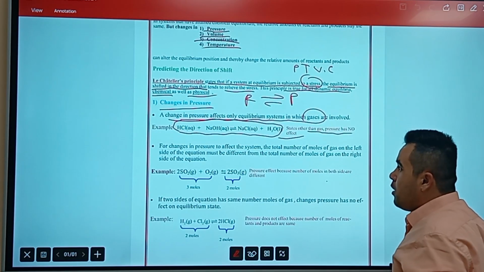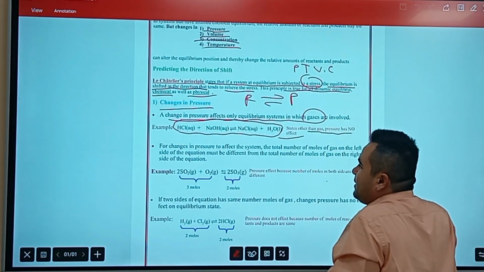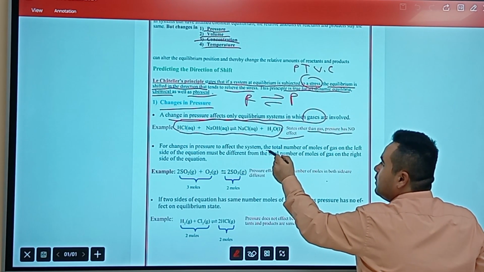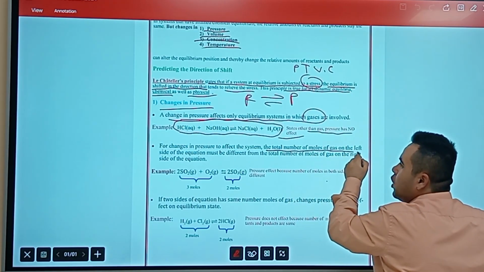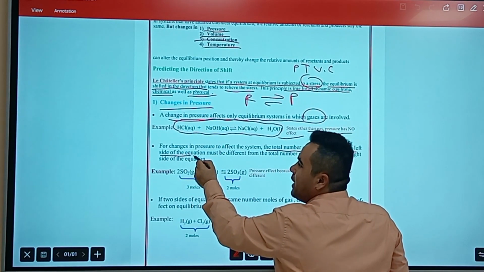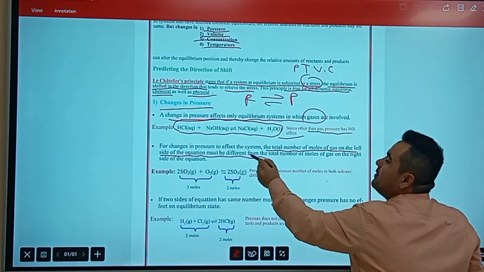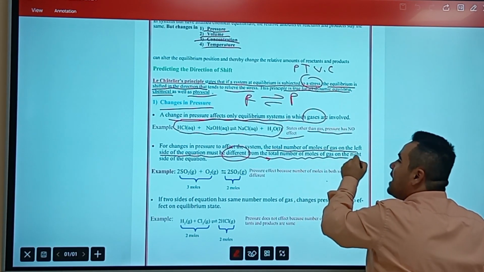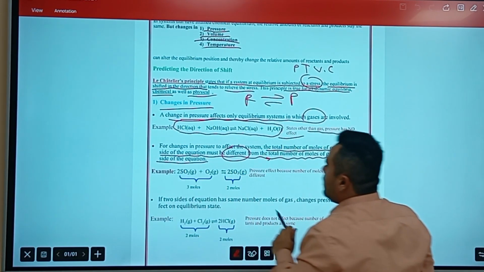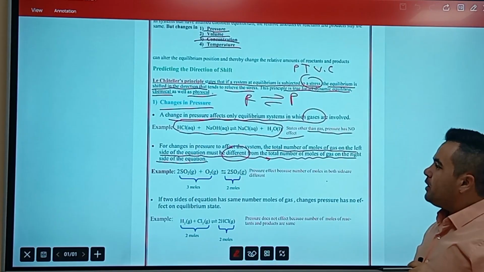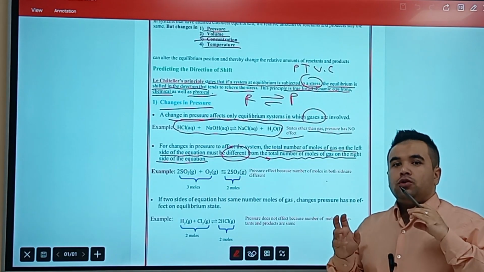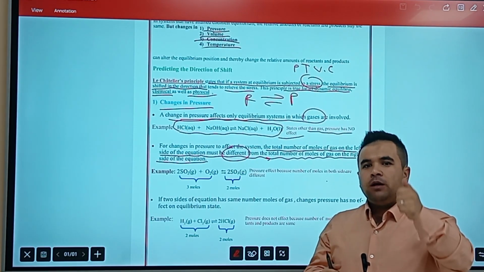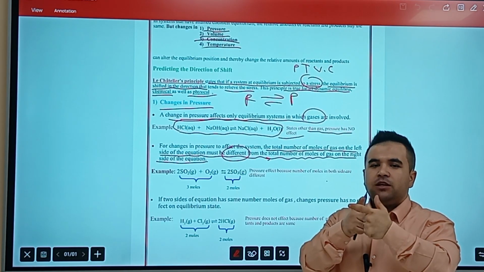For changes in pressure where we have gases, what to do? We have a condition. The total number of moles of gas on the left side, meaning the reactant, must be different, and the keyword is different, from the total moles of gas on the right side, which is the product. So in order for the pressure to shift or disturb the equilibrium, there are two conditions. First, there should be gas.